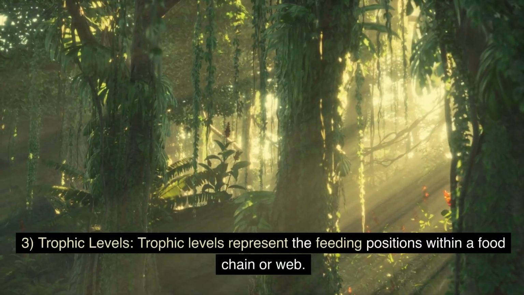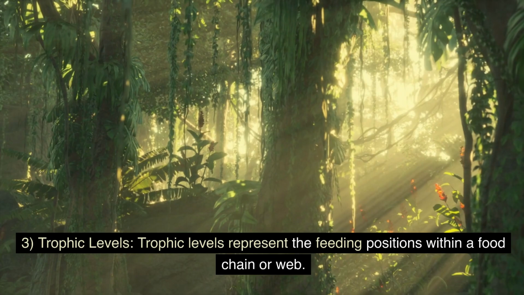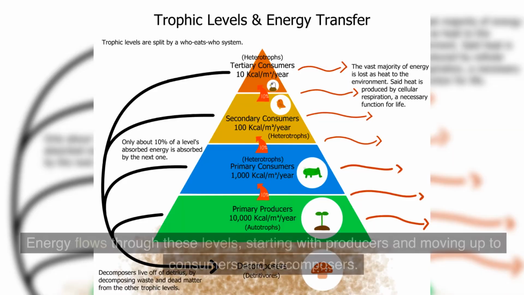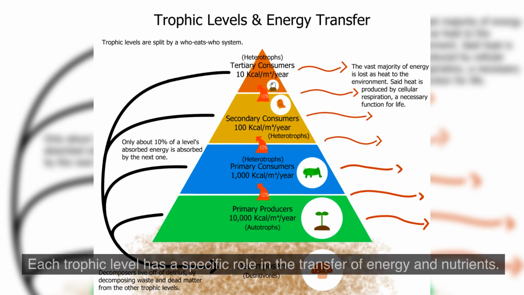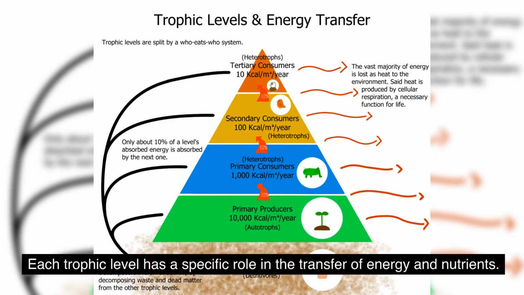3. Trophic levels. Trophic levels represent the feeding positions within a food chain or web. Energy flows through these levels, starting with producers and moving up to consumers and decomposers. Each trophic level has a specific role in the transfer of energy and nutrients.